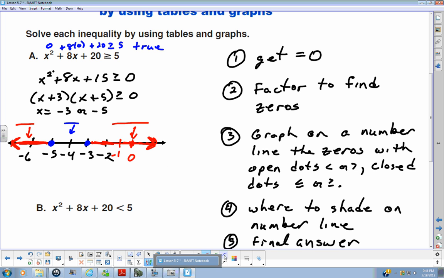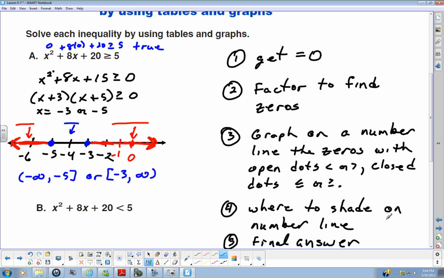And then I'm going to write my compound inequalities. So there's my answer on the number line. So now this is going to be from -infinity to -5 with a closed bracket, or from -3 to +infinity, and that would be a parenthesis.